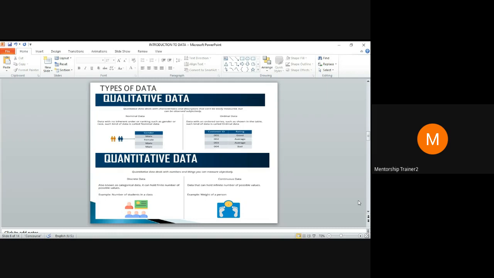So I hope we understand the difference between discrete and continuous data when you talk about quantitative data, and you know the difference between nominal and ordinal data when you are talking about qualitative data. Let's move on.